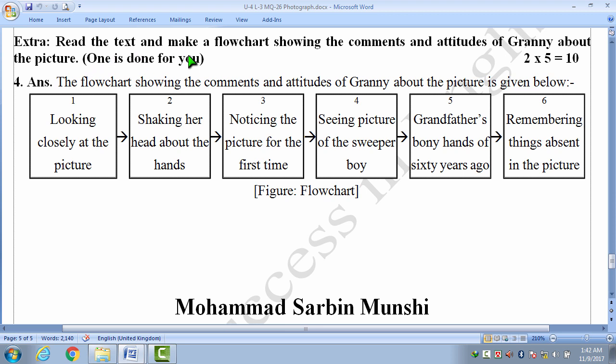Read the text and make a flowchart showing the comments and attitudes of Granny about the picture. ছবিটির সম্বন্ধে গ্রানি অর্থাৎ গ্র্যান্ডমাদারের দাদির মন্তব্য এবং তার আচরণ দেখিয়ে ফ্লোচার্ট তৈরি করতে বলা হয়েছে। For writing answer, at first we have given a heading, the flowchart showing the comments and attitudes of Granny about the picture is given below. Looking closely at the picture, we are going to the passage.